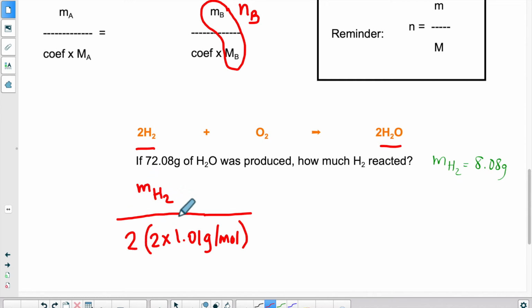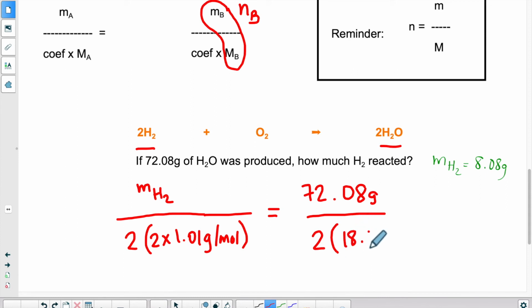What mass of H2 participated in my reaction, considering that at the end of the reaction, I collected 72.08 grams? There's 2 moles of water that was produced, and the molar mass of water is 18.02 grams per mole. Again, I found this using the periodic table. So this gives me a mass of 8.08 grams if I do the calculation. So this number over here is 8.08 grams.